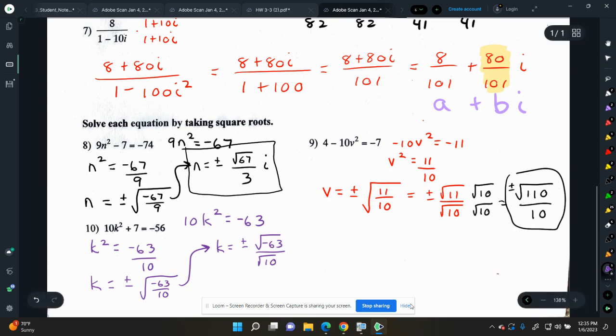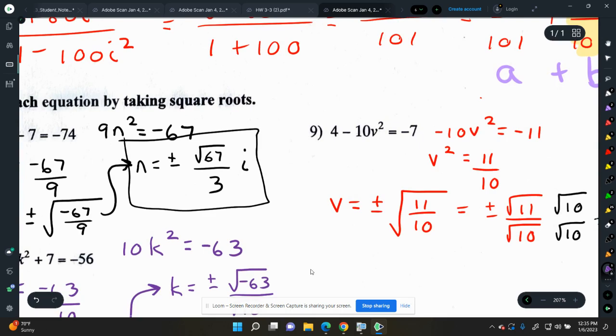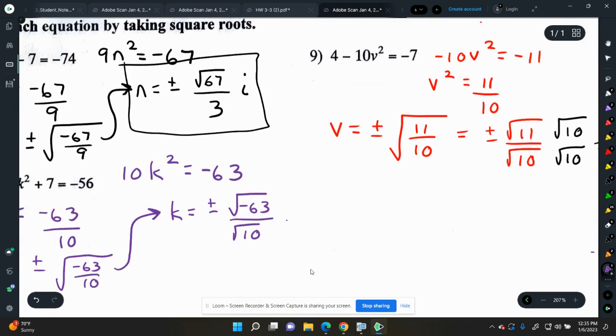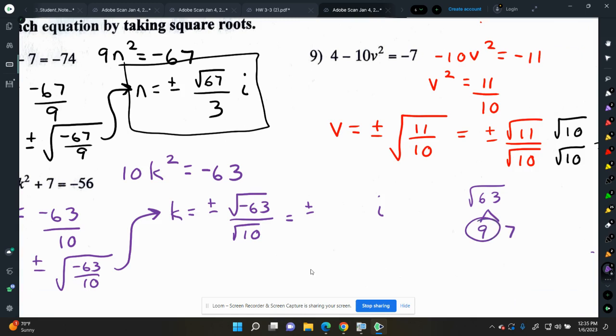Let me see if I can blow this up for you. Working on the top, I've got negative, so I'm going to take an i out. All right. So let's work with the square root of 63. So I factor that down. 63 is 9 times 7. Do we know the square root of 9? It's 3. So we can take that 3 out, but I can't do anything with the 7. So it's going to be 3 square root of 7i over the square root of 10.